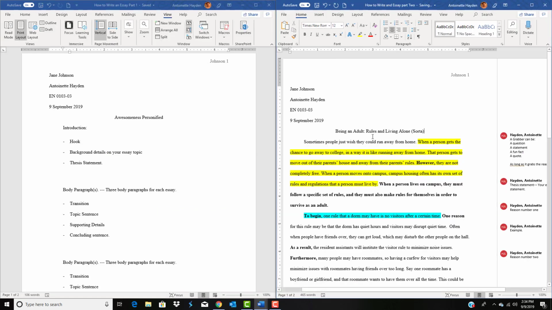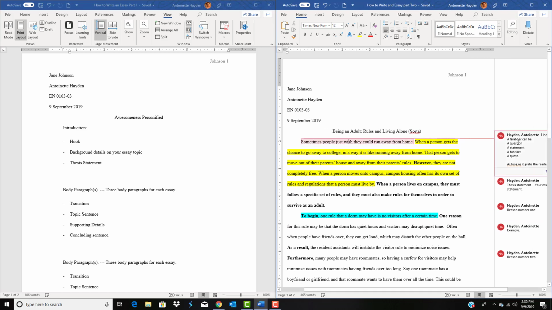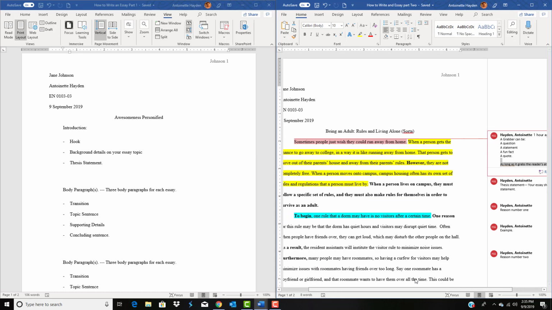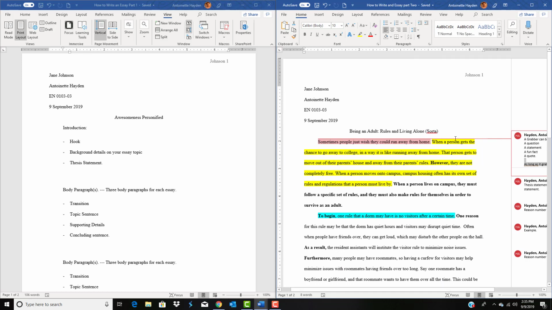Alright, so we have our hook. Your hook here, and I have a note. Sometimes people wish they could run away from home, right? And so the idea is to get away from home. And a grabber can be a question, a statement, a fun fact, a quote, anything as long as it grabs the reader's attention. That is the key part of a grabber, or some of you know it as a hook. So I use both. They're interchangeable as long as it gets the reader's attention.